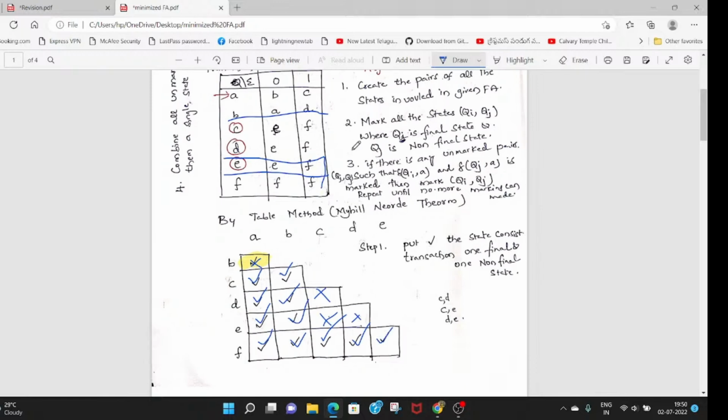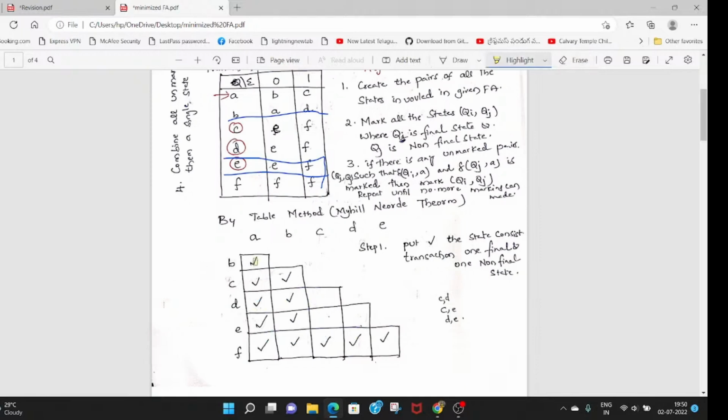So because of step 2, what it says is, if you are finding the transitions of two states, and the pair consists of one final state and one non-final state, you can put a tick mark. And now by this, the pairs that are not made a tick mark, you have to consider those states.